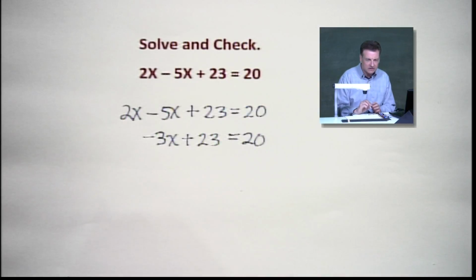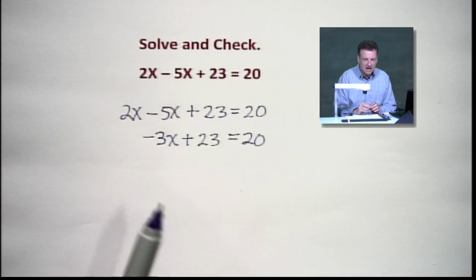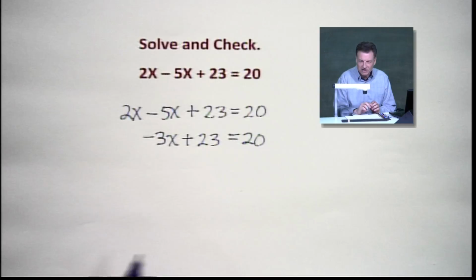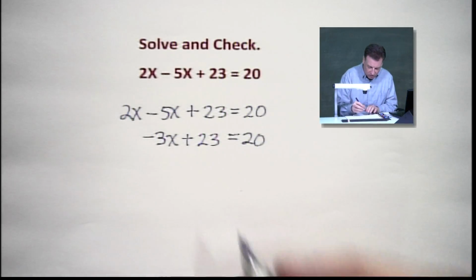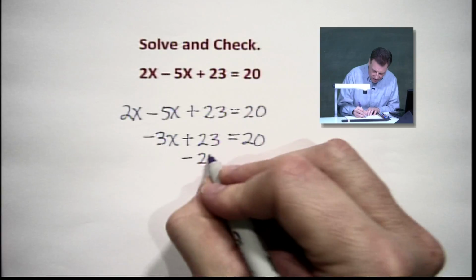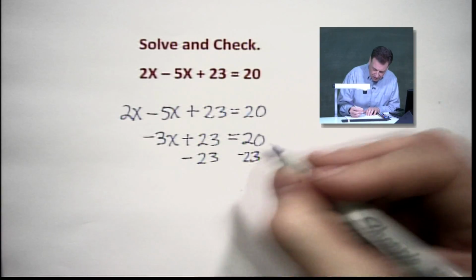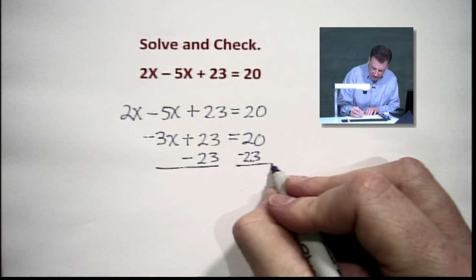I don't like 23. It's kind of a nasty looking number right there because 3 doesn't divide into it very well. However, it doesn't divide into 20 either, some of you are telling me. Yeah, but what we are going to do, we're going to just work this like a problem we've had before. We're going to subtract 23 from both sides. And how clean this is going to look. Oh, it's going to look good.